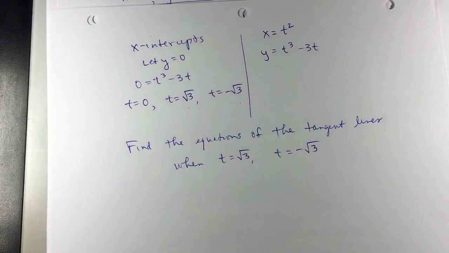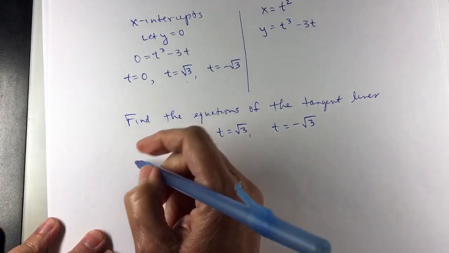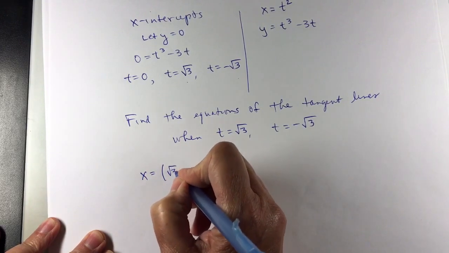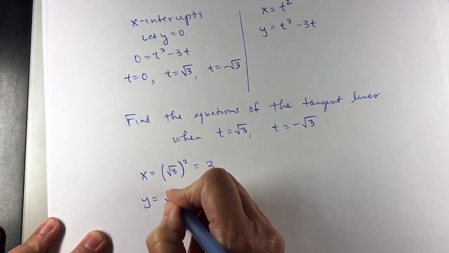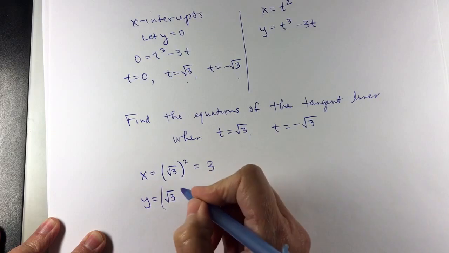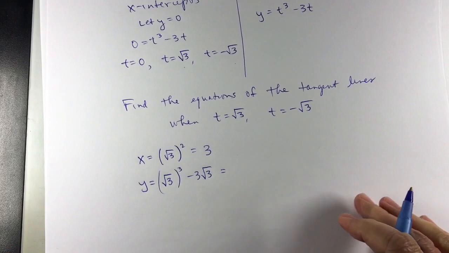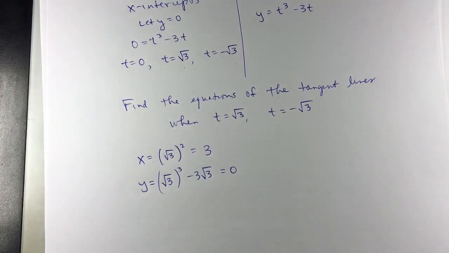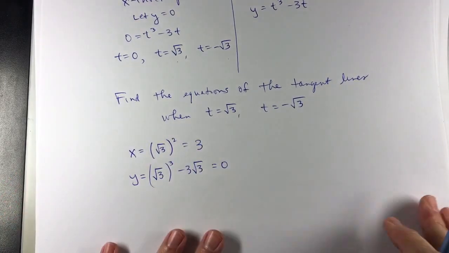What are the x and y values? X is square root of 3 squared, which is 3, and y would be the square root of 3 cubed minus 3 times, in fact, y should be what? 0, because that's how we set it up. So I feel kind of silly for writing that, but you can double check, then y should be 0. So there's my x and my y values, in fact, for both of these.